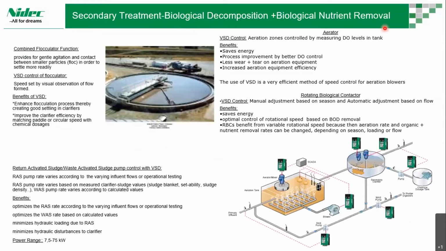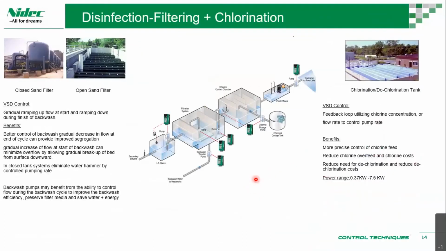The third stage is the secondary treatment, which is the biological decomposition and biological nutrient removal. Here again we have the aerator, which has the combined flow function. We have the activated sludge and the waste activated sludge pumps, the RAS and WAS area, where we can use the VFD. Again, it saves energy. It's a smooth operation, and we can control the process by putting a VFD on this particular treatment part.